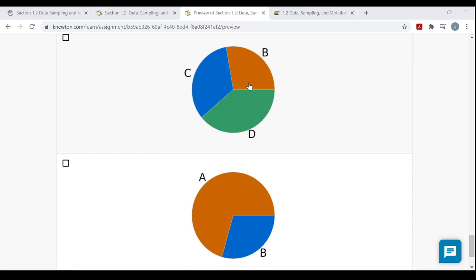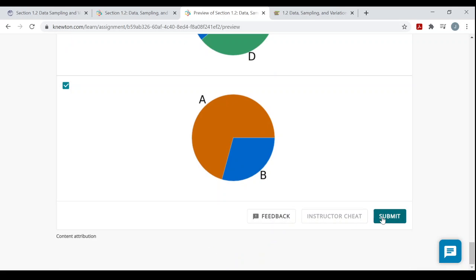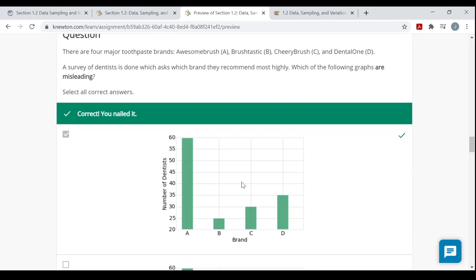Oh, here, this is misleading. It's not giving you all the information. Brand A isn't represented. Same here. Brands C and D are not represented. So I say these last 2 pie charts are misleading. And let's see, I'll submit these and look. Yeah, great.